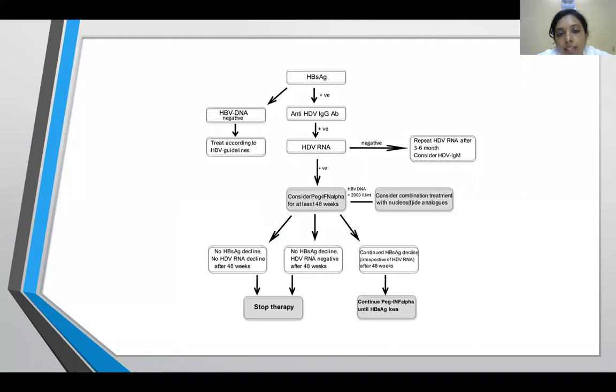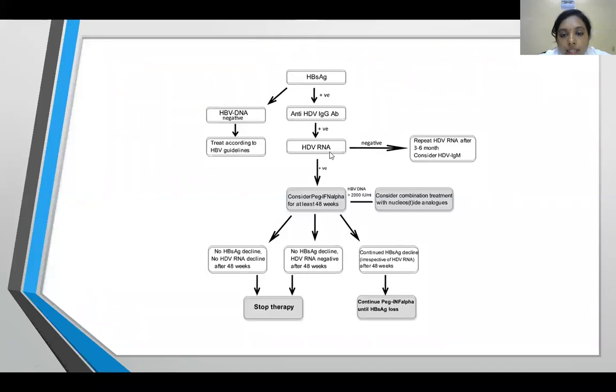So what is the basis of treatment here? When there is hepatitis B surface antigen, the infected individual has anti-HDV IgG antibodies detected. If it is negative, treat according to hepatitis B virus guidelines. You treat for only hepatitis B. If there is associated anti-HDV IgG antibody, you go for the test of HDV RNA. If it is negative, there is no HDV RNA, you repeat HDV RNA after 3 to 6 months. Then consider HDV IgM.